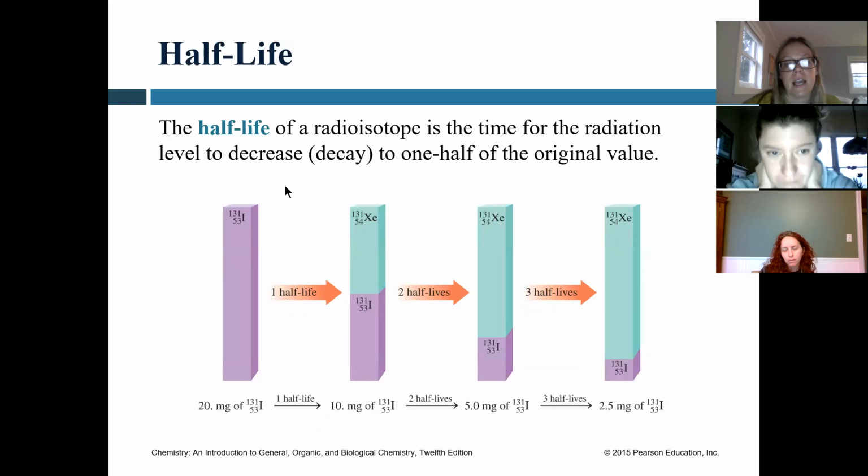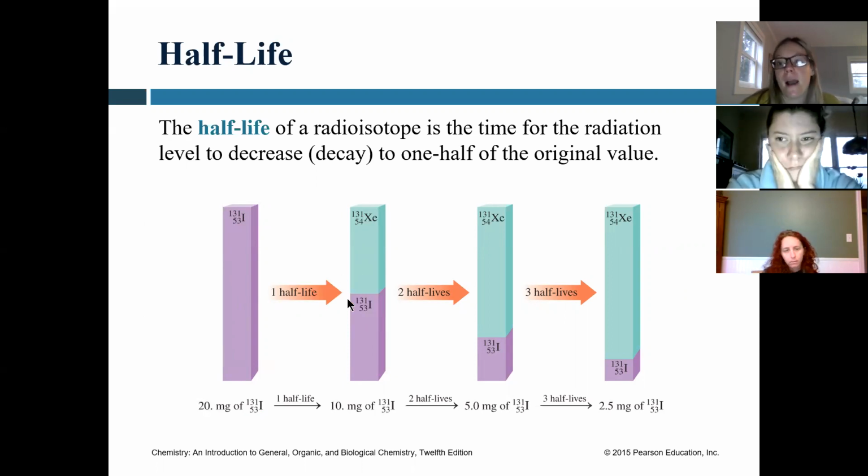So let's look at iodine 131. After one half-life, the amount of radioactive iodine 131 has been cut in half. So half of it is iodine 131. You still have half radioactive. And then the other half is its daughter isotope or its stable child, which is xenon 131.